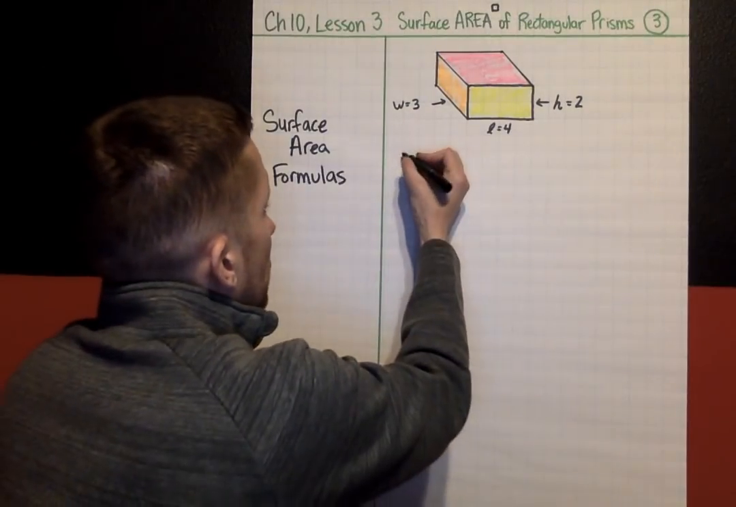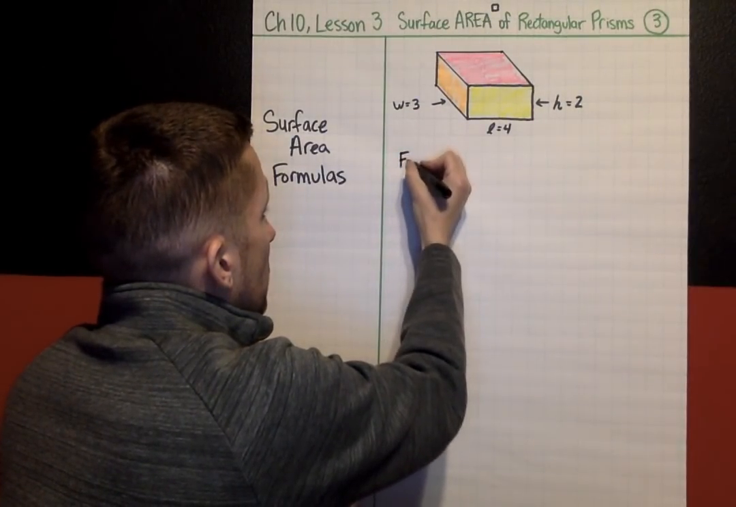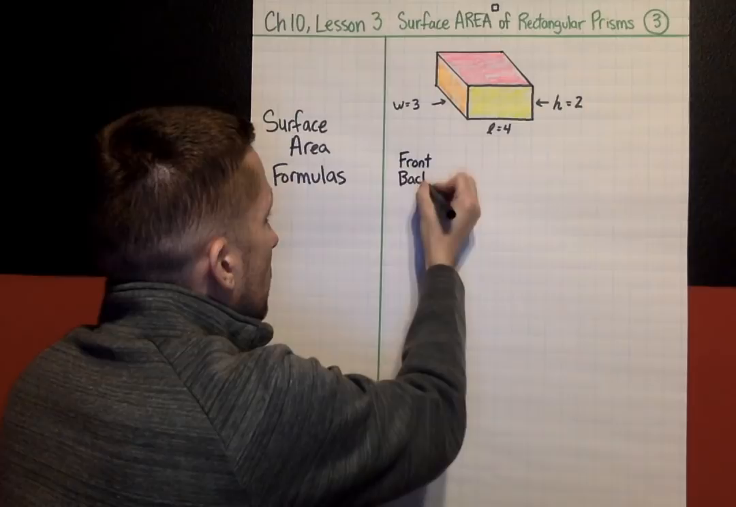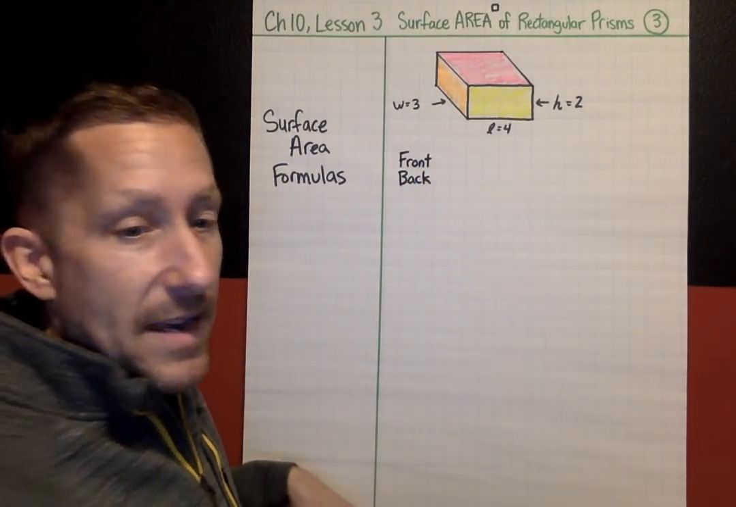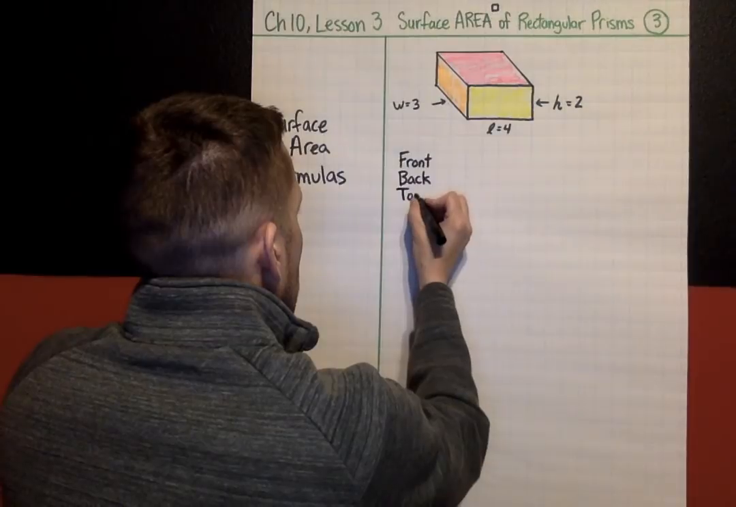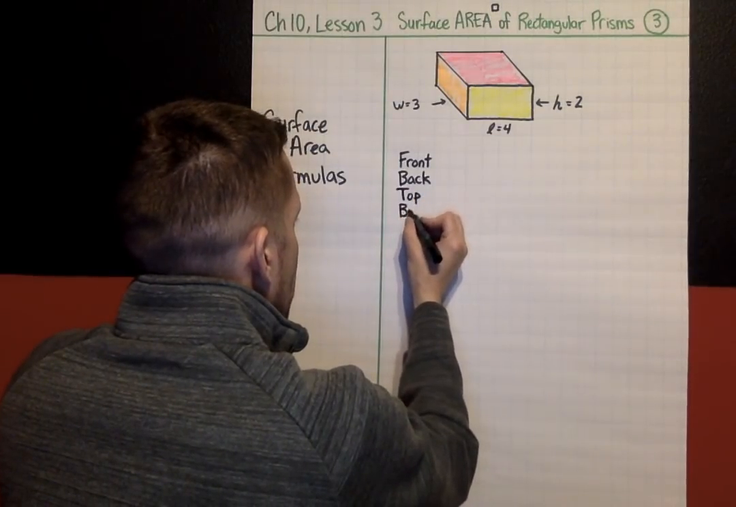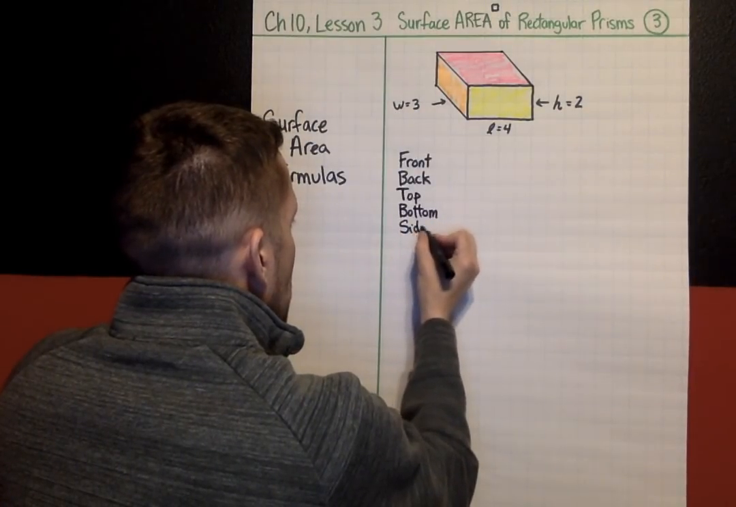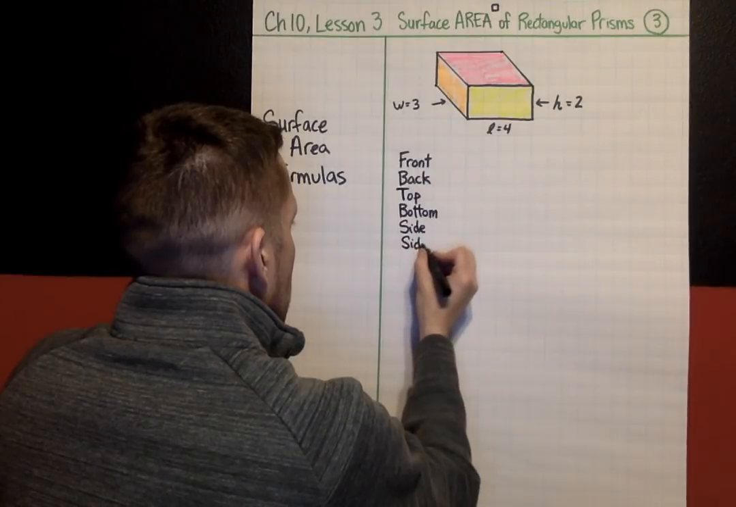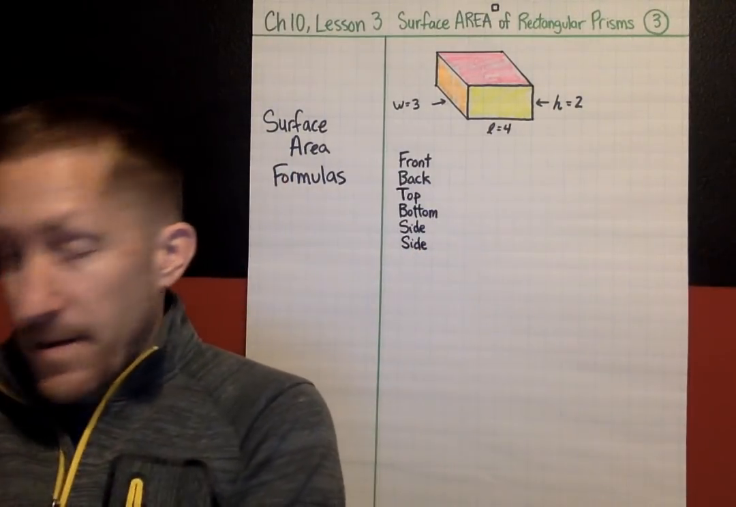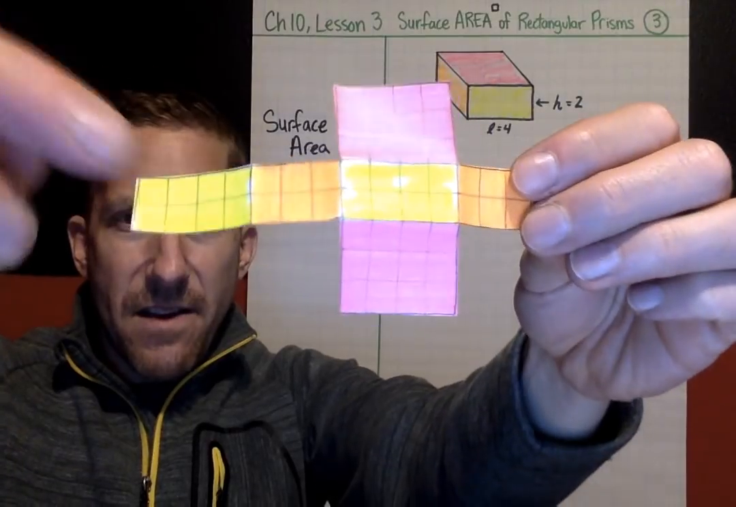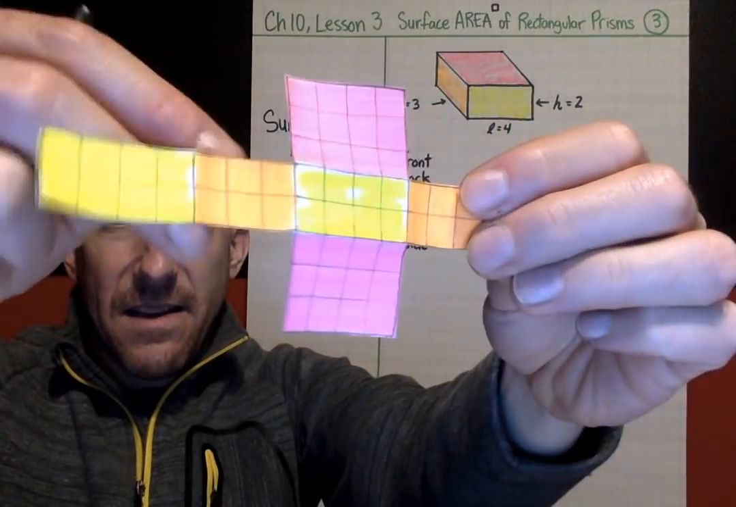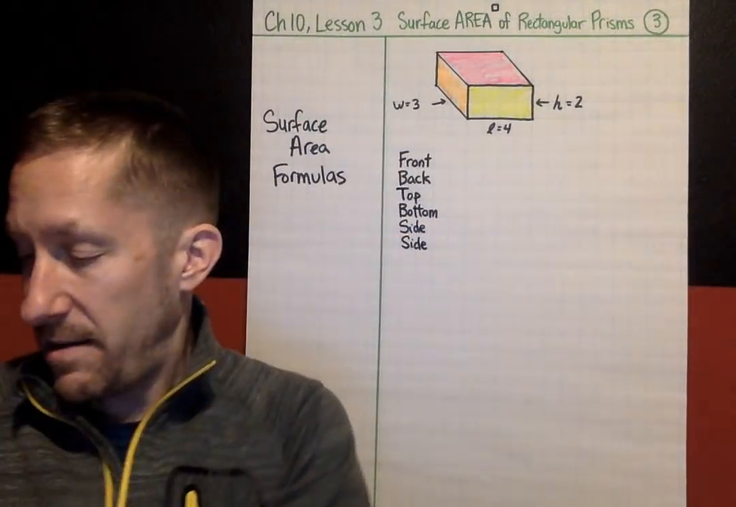So there's always going to be a front that matches with the back. There is always going to be a top which is identical to the bottom. And then there are always going to be 2 sides. Okay, and if I go back to this, here they are. There's a yellow, that's the front. Here's the back, top, bottom, side, orange side, and the orange other side.